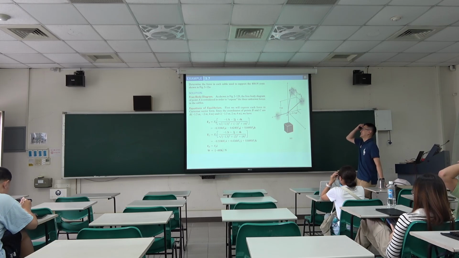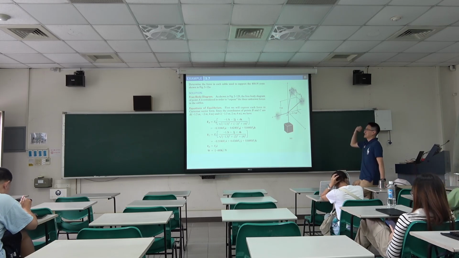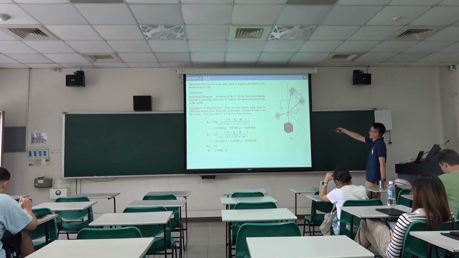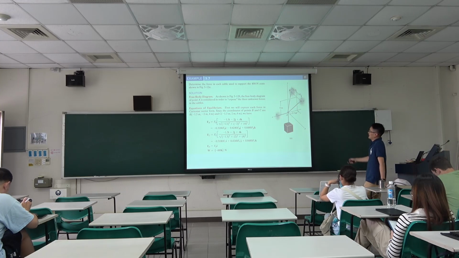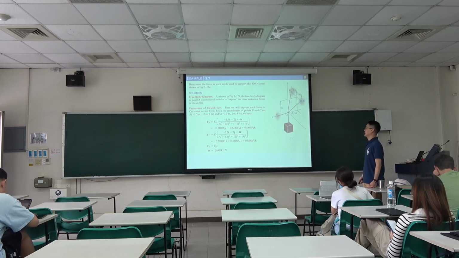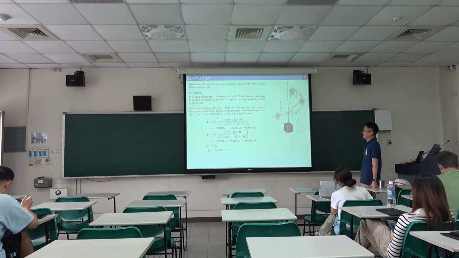Okay, so we start the class. In this example, we want to determine the force in each cable. From the figure, we can see there are 3 cables, excluding this one, used to support a 400 Newton crate here. So we know here is 400 Newton.